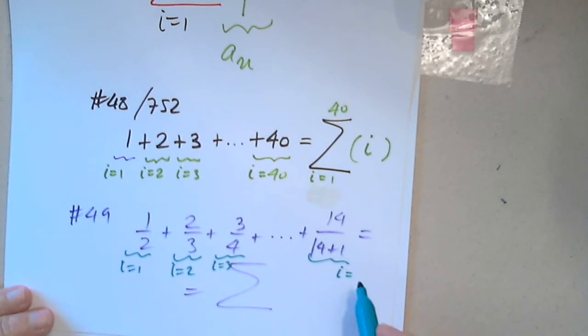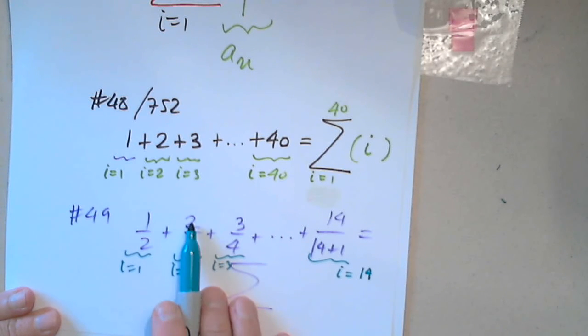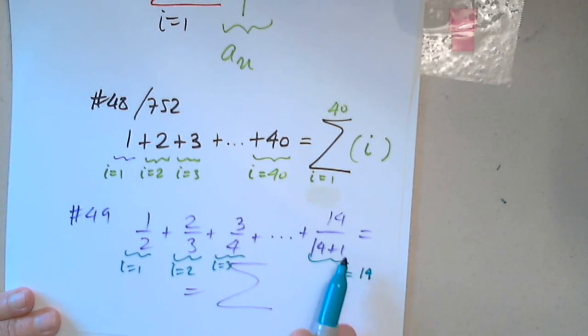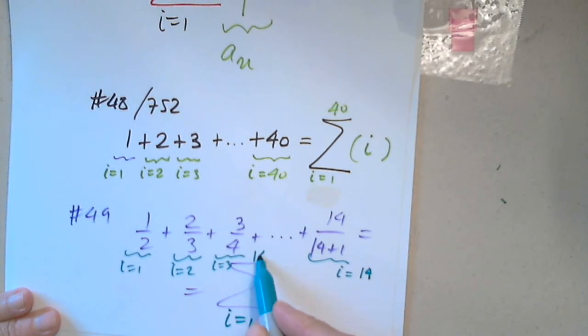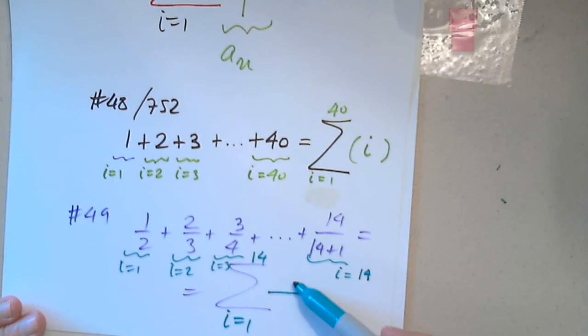Is it i plus 1? 14, right? 1 when i is 1, when i is 2, when i is 3, when i is 14. So from i equals 1 to 14. Definitely a fraction, because all of them have fractions. What do you think we have in the numerator?